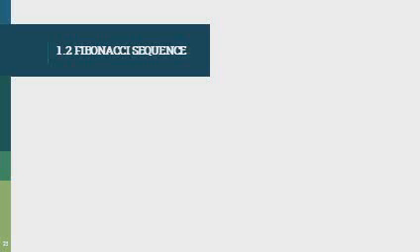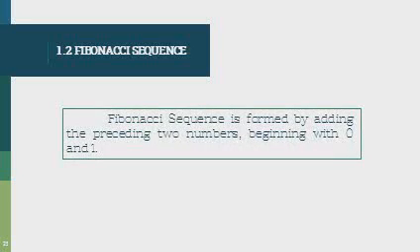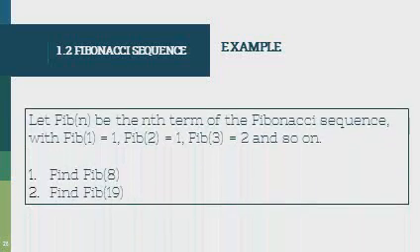Before we discuss the answer there, let's read this. Fibonacci sequence is formed by adding the preceding two numbers beginning with 0 and 1. That is the definition of Fibonacci sequence. So, let Fn be the nth term of the Fibonacci sequence with F1 equals 1, then F2 is 1, then F3 is 2, and so on.